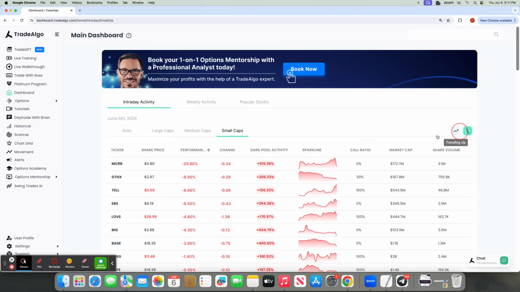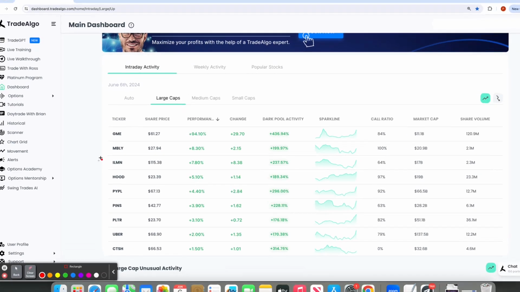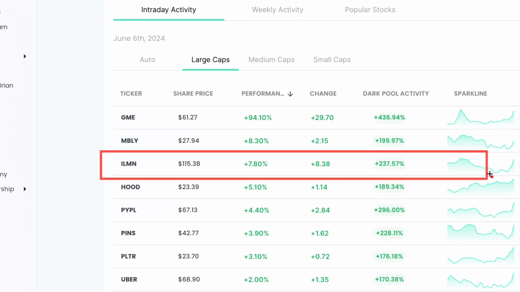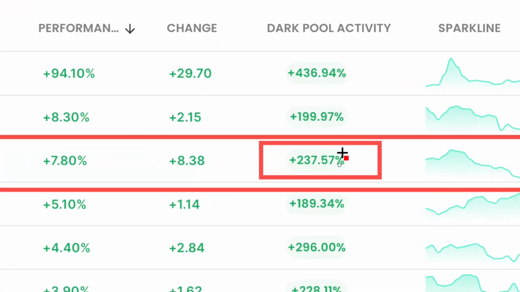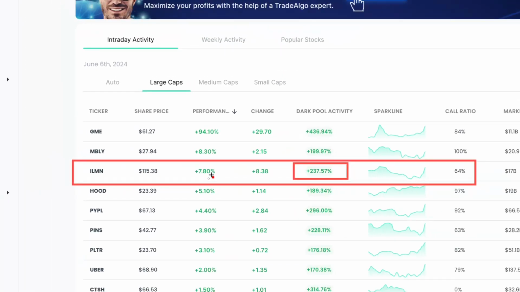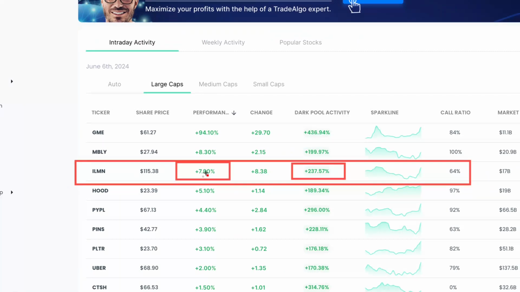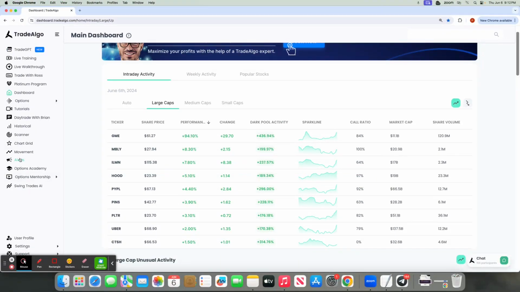So going to the top of the large cap stock dashboard here on TradeAlgo, following along with the stock that was on top here in the morning, we have ILMN popping up today with over 237% institutional trending up volume. Now, when a $17 billion stock goes up 7% in a single day, you know that volume is coming from institutions, banks, and hedge funds trading in the market.